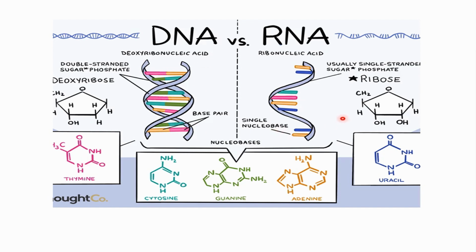There are base pairs, as we have already seen in the previous diagram. The base pairs are adenine, guanine, cytosine and thymine. Cytosine, guanine and adenine are available in both. But what makes them different is that DNA has thymine, whereas instead of thymine, RNA has uracil. So DNA has cytosine, guanine, adenine and thymine, and RNA has cytosine, guanine, adenine and uracil.